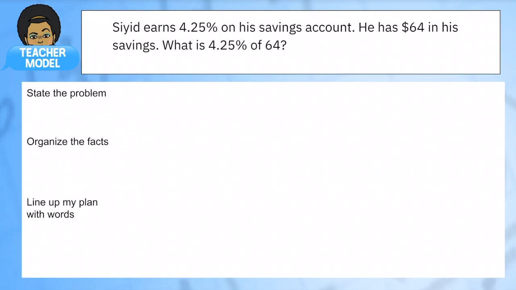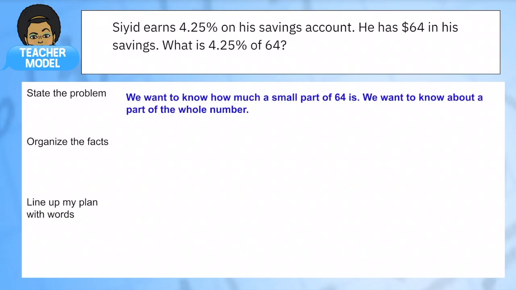Anyway, he has $64 in his savings, and we want to know what is 4.25% of 64? How much is he going to earn? So, first part, that's what our main problem is asking us. We want to know what that small part is, and that makes this a part to whole ratio problem. We also know that we can represent 4.25% as a ratio because it is a ratio. It's just a ratio out of 100.